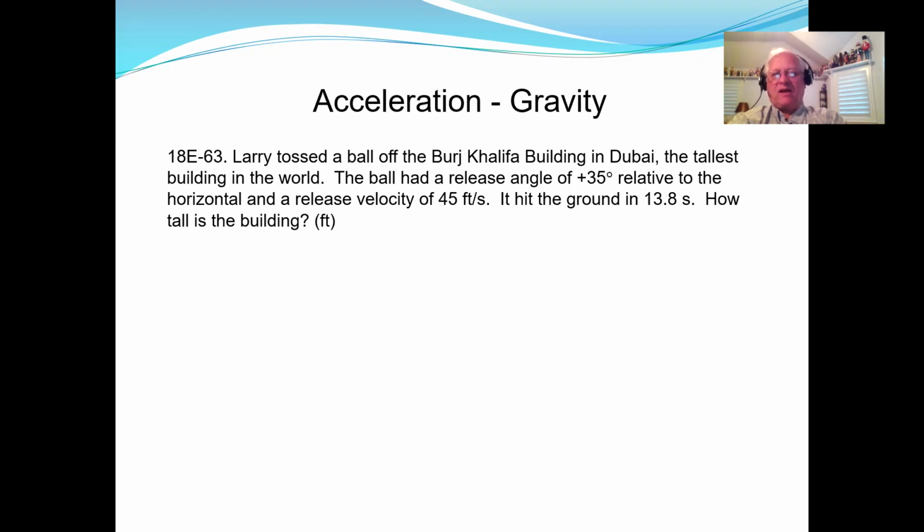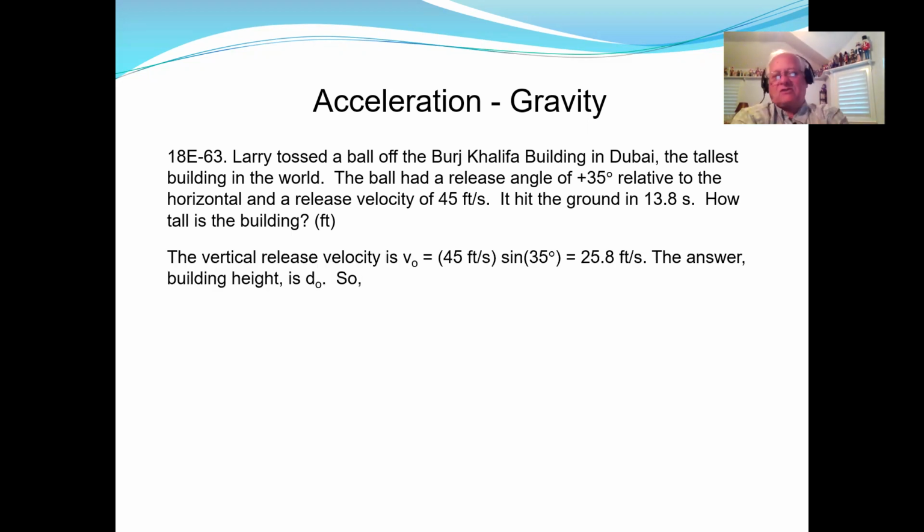And it's got a release velocity of 45 feet per second. Okay, so it hits the ground in 13.8 seconds. And the question is, how tall is the building? So it's sort of a backward solution. In the first one, I knew the height of the building. I calculated the time and the velocity. Here it's kind of backwards. But it uses the same equations. Well, the first thing is I have to break down the velocity into its vertical and horizontal components. In this case, the velocity is a vector term.